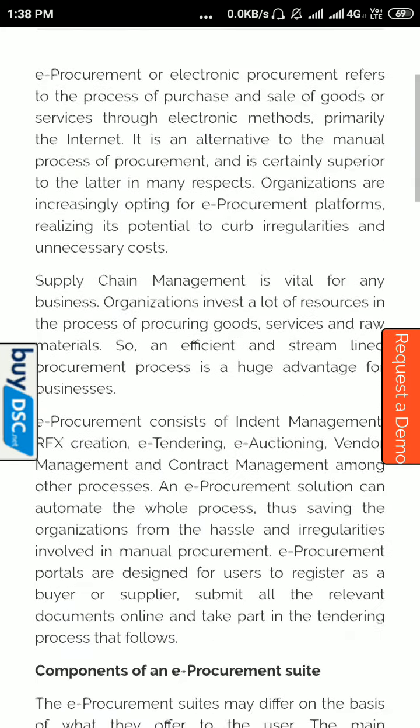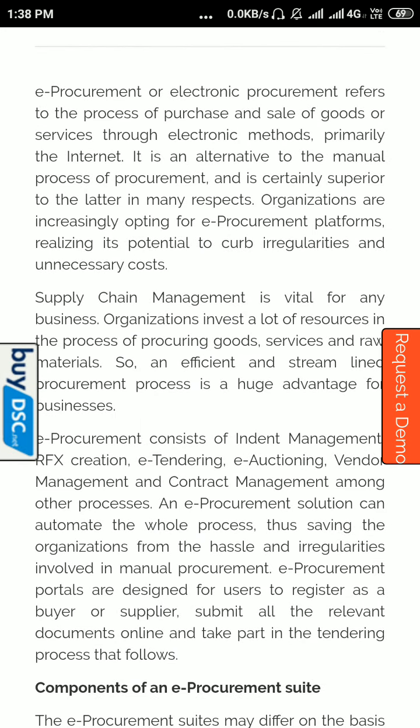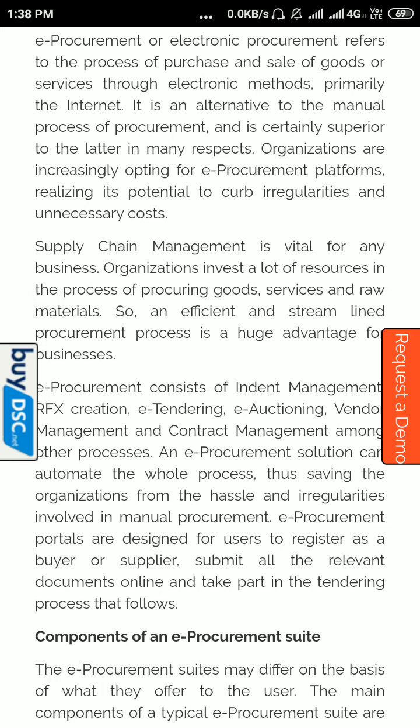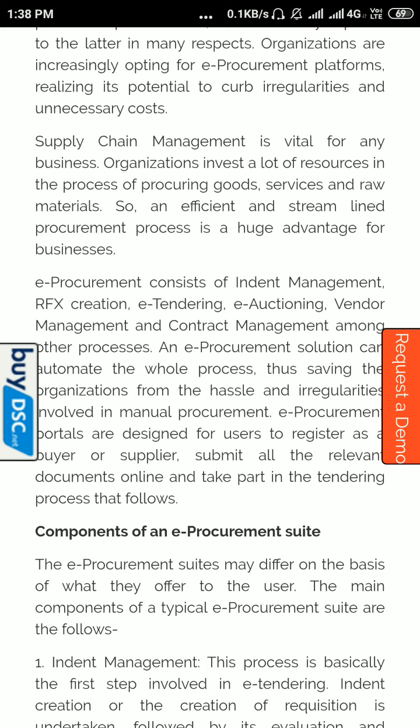So as you know, e-procurement or electronic procurement refers to the process of purchase and sale of goods or services through electronic methods. It is everything done over the internet, and it helps in supply chain management. It is vital for any business organization that invests a lot of resources in procuring goods, services, and raw materials. So an efficient and streamlined procurement process is a huge advantage for businesses. So this is all about this session.